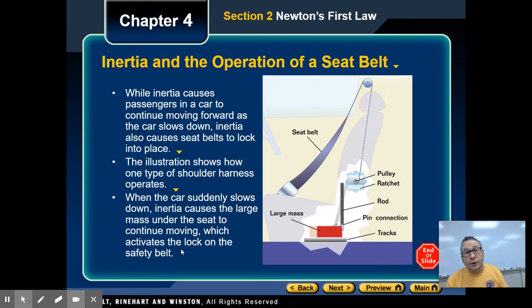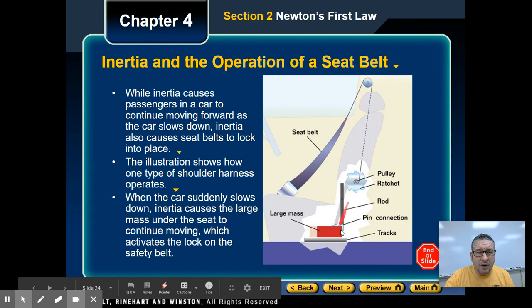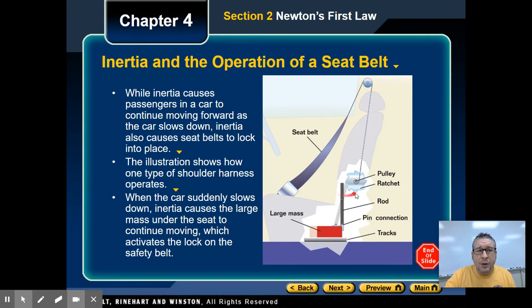Now, another useful tidbit of information for inertia is the seatbelt. Okay. Well, we just said oftentimes inertia is going to cause us to move forward, backward, left, right, whatever. Inertia is what's going to help lock in your seatbelts. If you look at this illustration over here, we have a very basic mock-up of what a seatbelt system looks like, where we have a large mass that is positioned on tracks. We have a pin that connects a rod and a ratchet and pulley system. So your seatbelt is attached to this ratchet and pulley system.